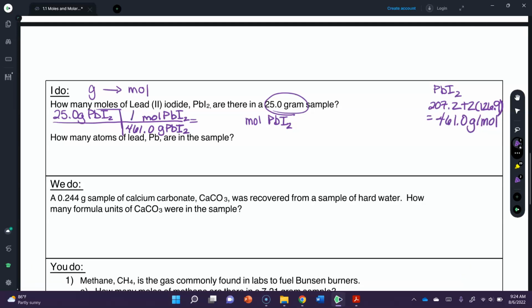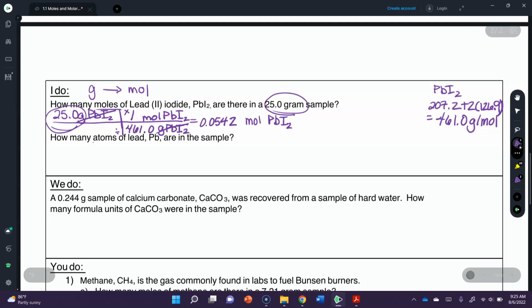Okay, and so now I run that calculation. I multiply across the top, and I divide by the bottom. That cancels my grams, and I am left with 0.0542. 3 significant figures because I have 3 sig figs here and 4 on the bottom, so I'm using 3 sig figs, the smaller number, moles of PbI2.